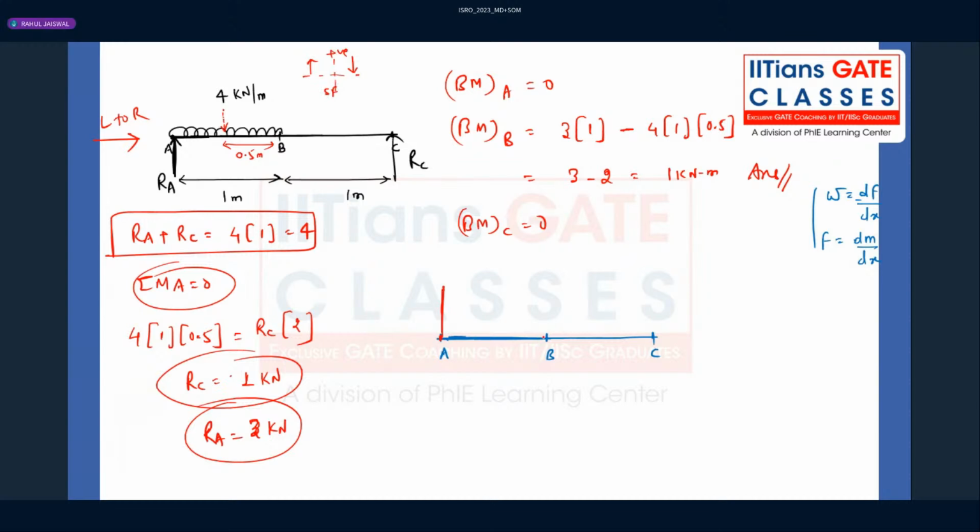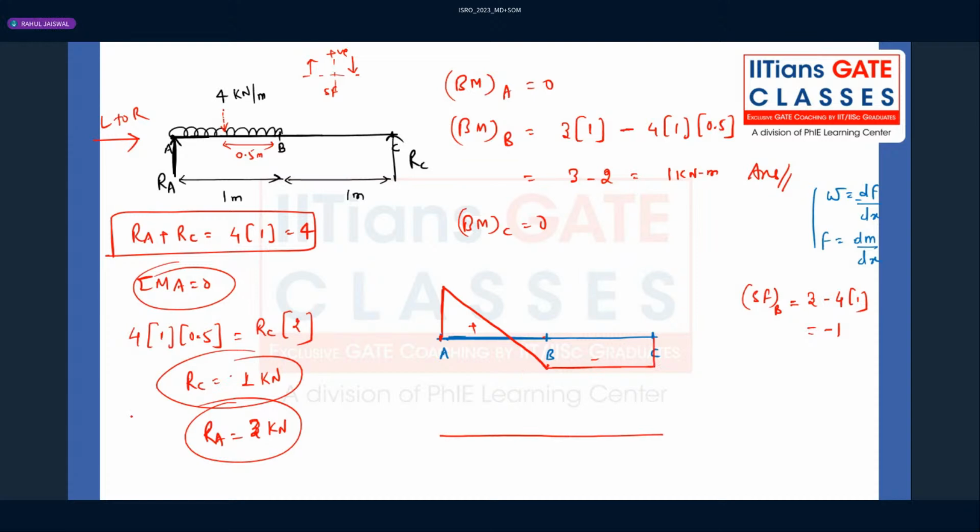Shear force at B will be what? How much shear force can you get at point B? That is RA. RA is 3 minus 4 into 1, so that is minus 1. So you get minus 1 here. But we have to draw it like this. Again at C we have 1, but there is a constant. So this will be my shear force diagram.